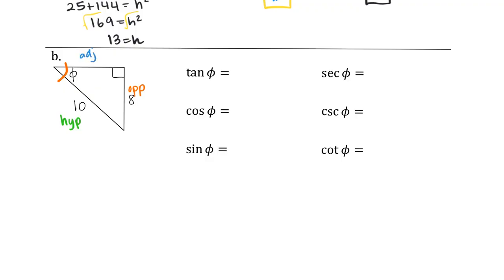And the problem is, the adjacent side is blank. So I'm going to use Pythagorean theorem to find the adjacent side. Okay, so I'm going to call it A. A squared plus 8 squared equals 10 squared. Okay, I'm going to minus the 64.